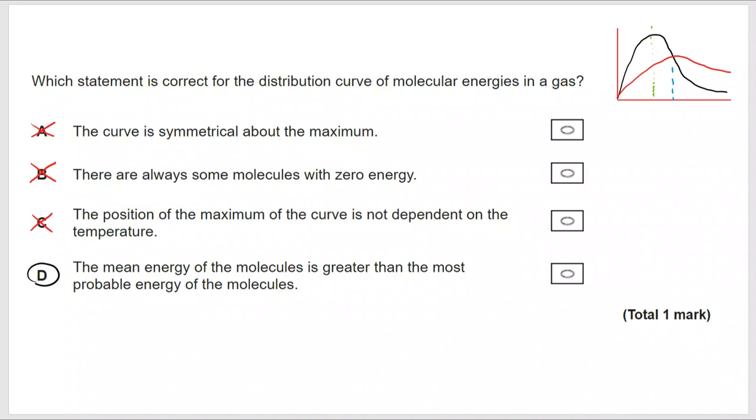That leaves us with D. But let's think about this. You can see the little green sketched line and the blue dotted line. The mean energy is always to the right of the most probable energy. And that's because there are a small number of particles with very high energies.